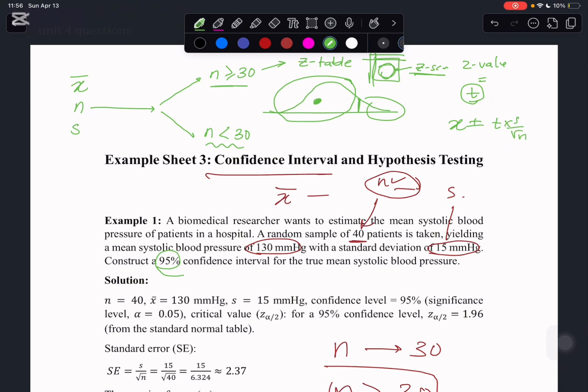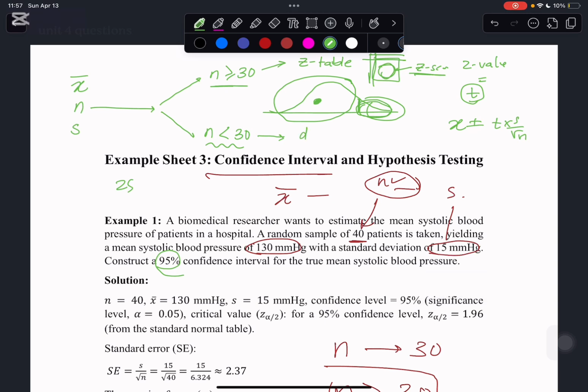This is the first case. The second case, if it is less than 30, you're going to find the number that's to the right. Okay, you're going to go, first of all, get the sample size. The sample size, for example, is 40. This is greater than 30. For example, we said it's 25.